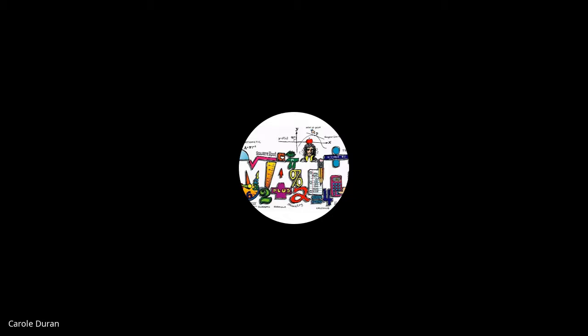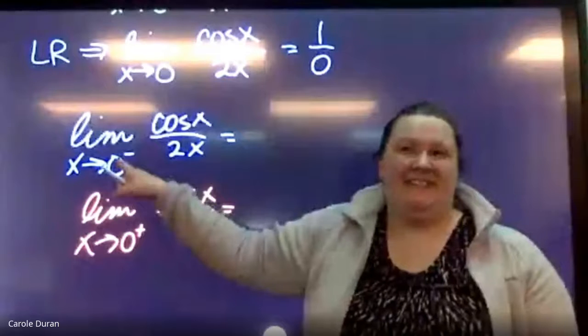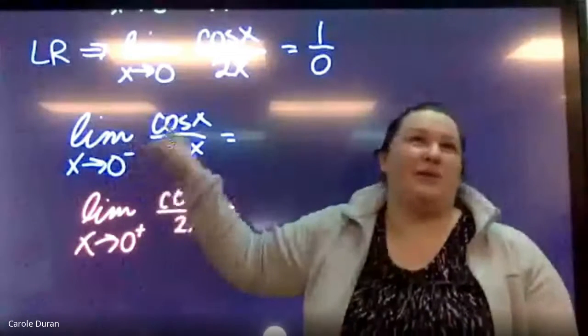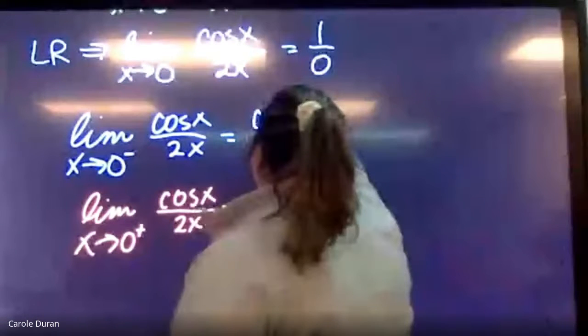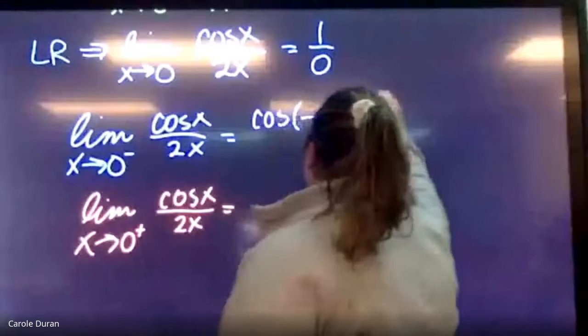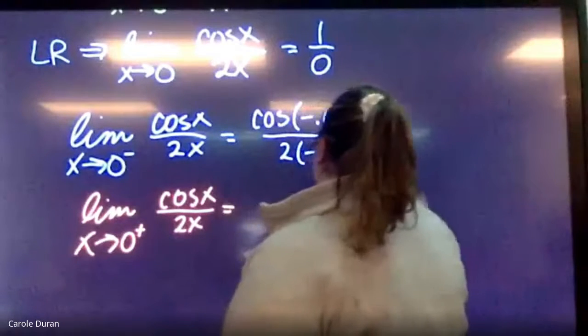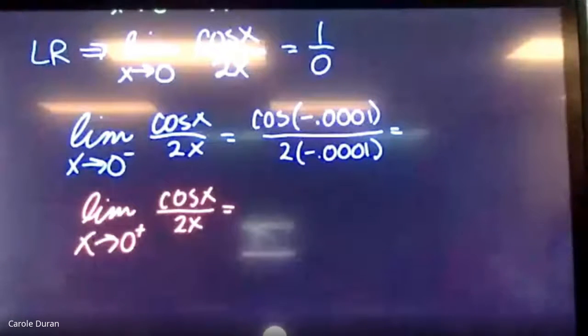What's a number that's immediately to the left of 0? Negative 0.00001. That's a really good number to plug in. So we're going to plug in cosine of negative point, and we're going to do 3 zeros and a 1, over 2 times the same number, and we're going to see what it comes out to be. Okay, so that's for the negative.